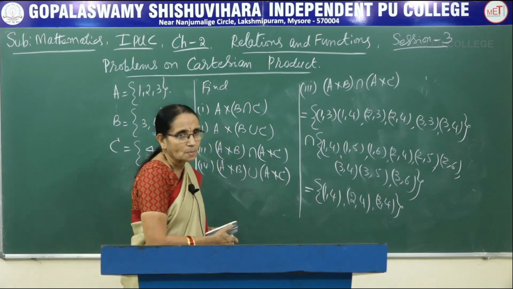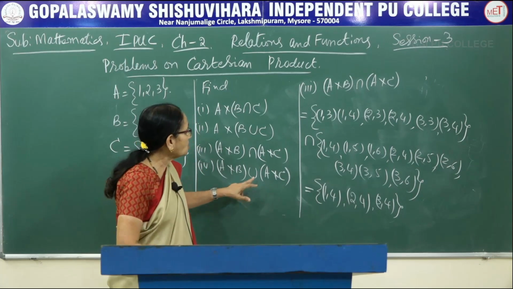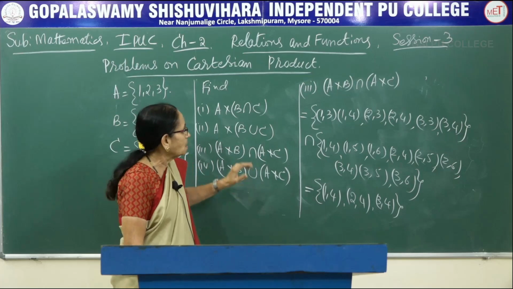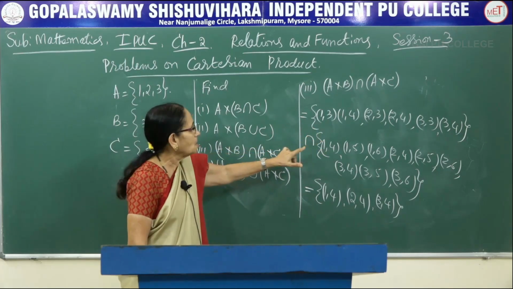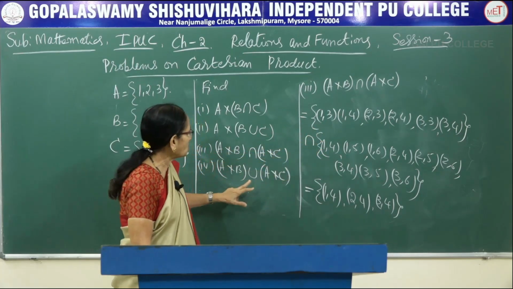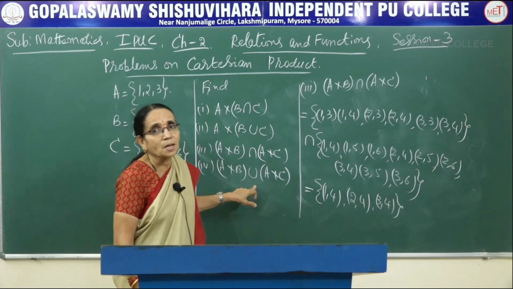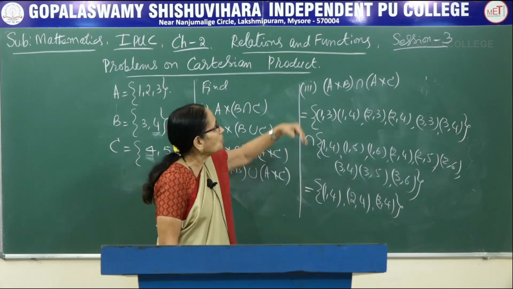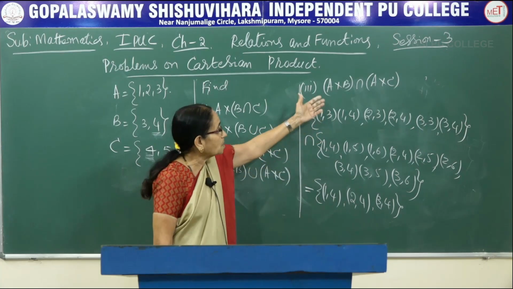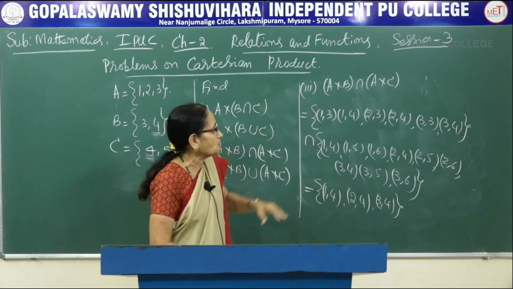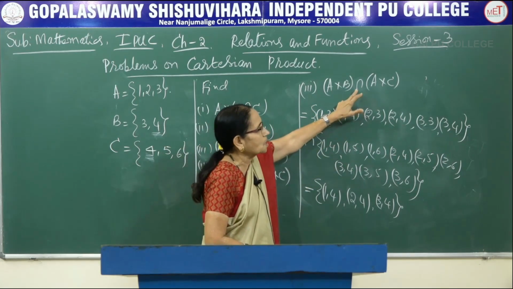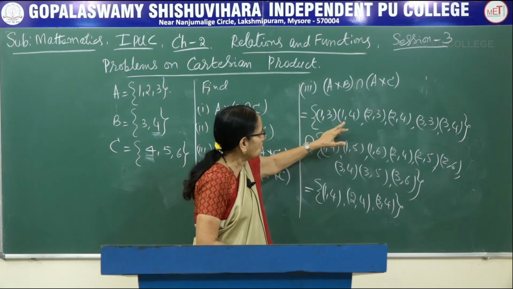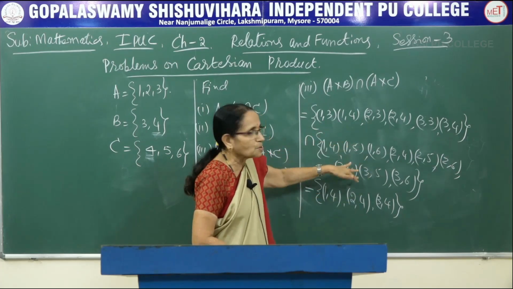In the last one, it is union. You can try it yourself because the data I have given here: A cross B is there already and A cross C is also there. What you have to do is take the union. Union means you have to take all the elements present in A cross B as well as A cross C. That means instead of intersection I am taking the union there. Therefore (1,4), (2,4), (3,4) are present in both the sets.